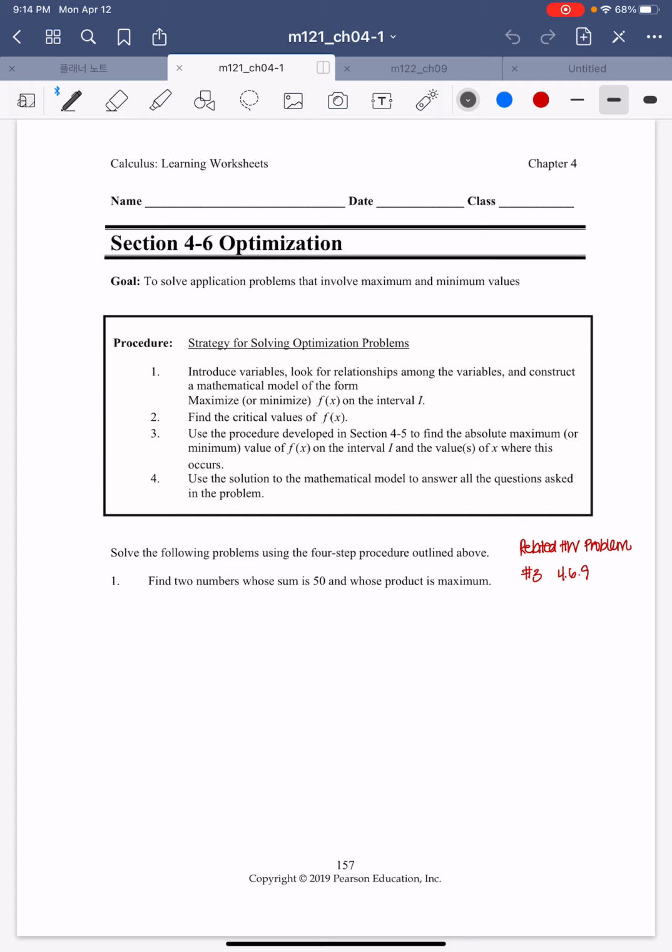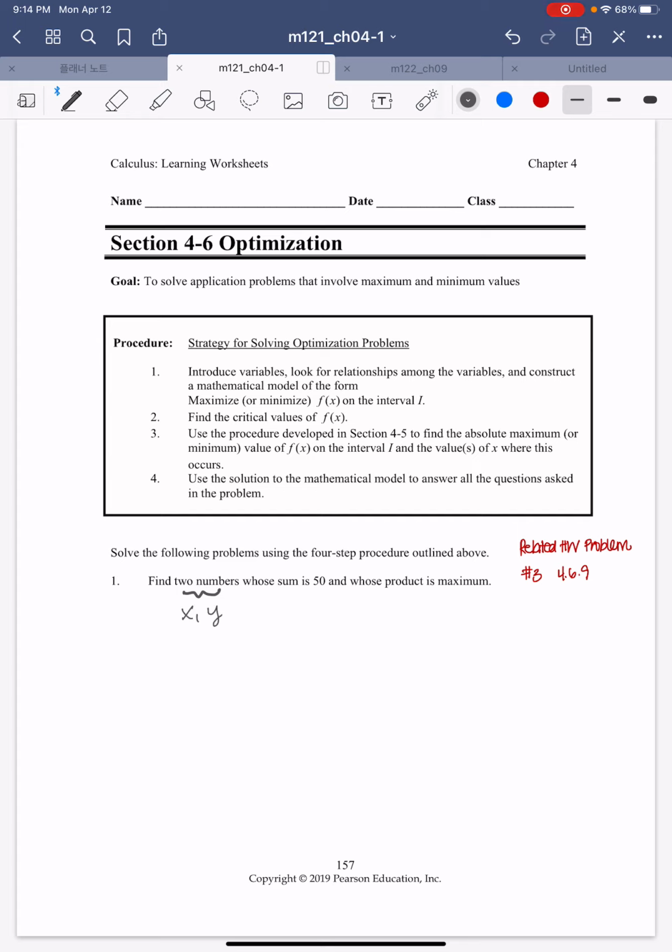We'll begin with number 1. Find 2 numbers whose sum is 50 and whose product is maximum. So first, let's introduce the variables. We need 2 numbers. I don't know those 2 numbers, so let's call them x and y.